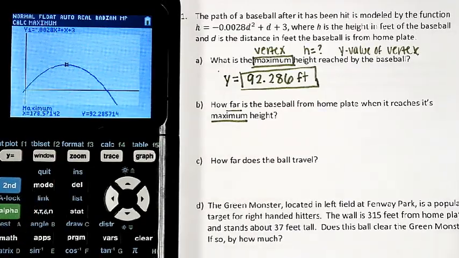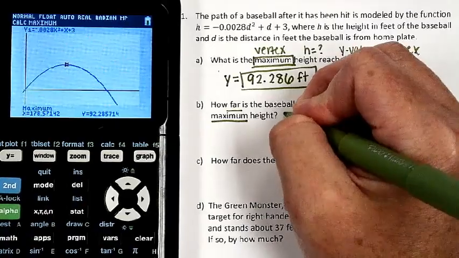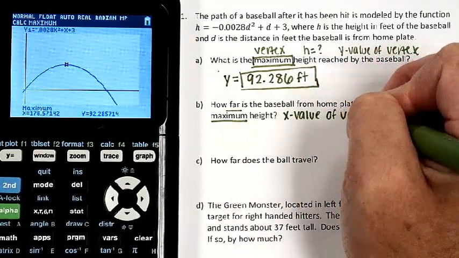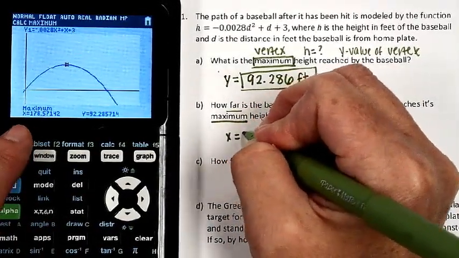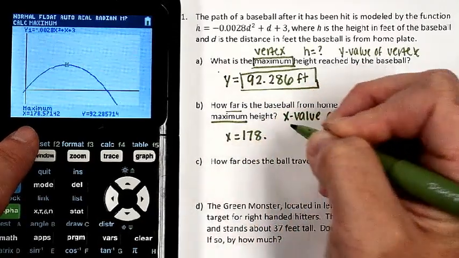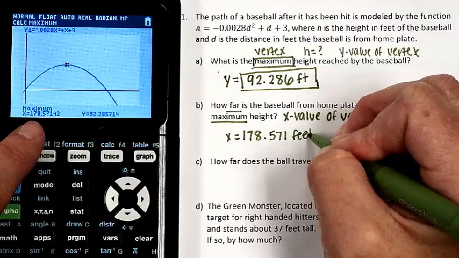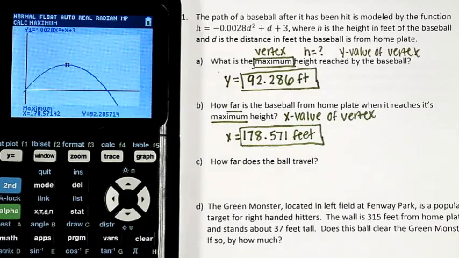So how far is the baseball from home plate when it reaches the maximum height? So this is going to be the X value of that vertex. So the X value of the vertex here is 178.571, and then we're still measuring in feet. All right, next question.